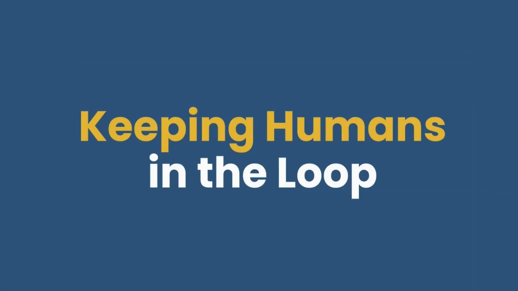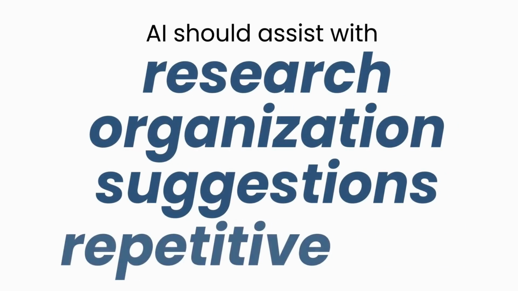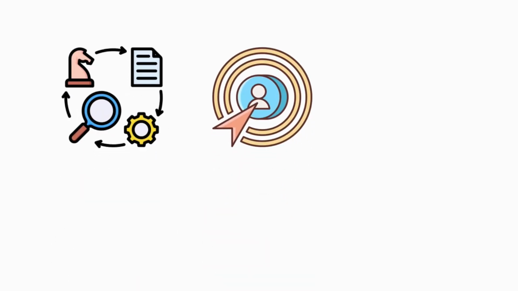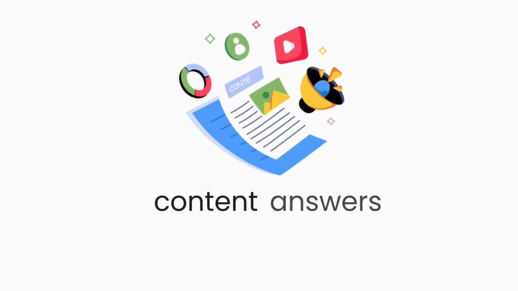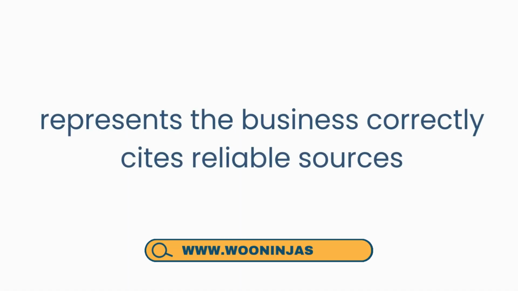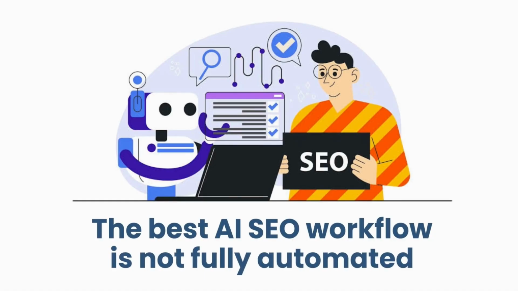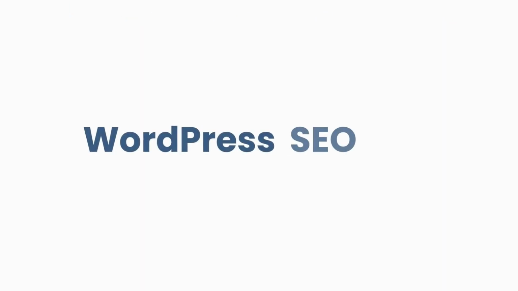Keeping humans in the loop. AI should assist with research, organization, suggestions, and repetitive work. People should remain responsible for search strategy, business relevance, editorial quality, technical approval, and factual accuracy. Before publishing, a person should confirm that the content answers the user's question, represents the business correctly, cites reliable sources, and adds something original. The best AI SEO workflow is not fully automated. It combines reliable data, efficient AI assistance, WordPress SEO tools, and informed human review.